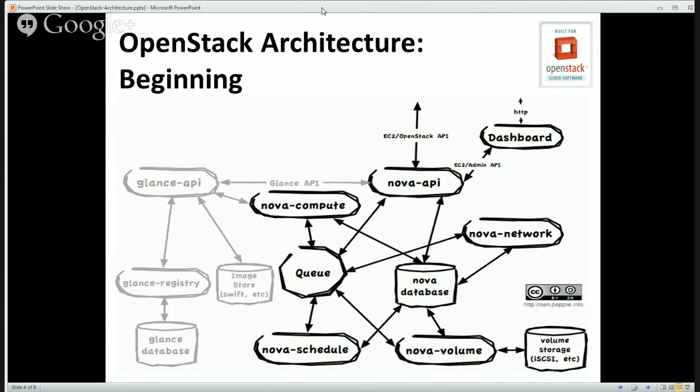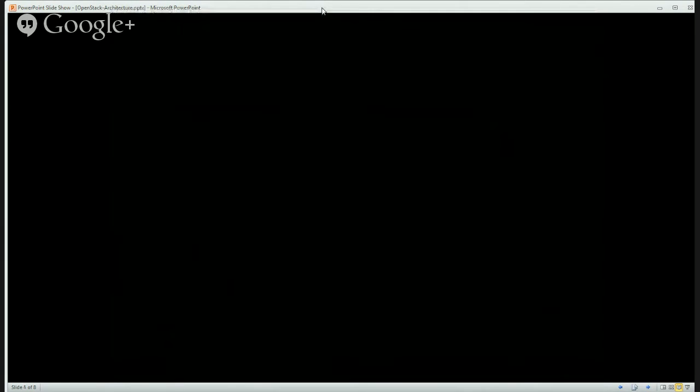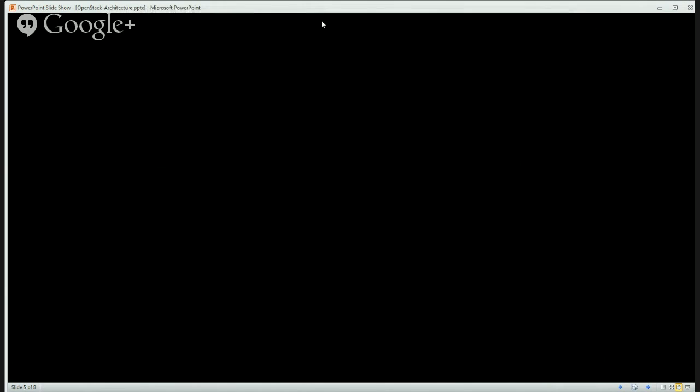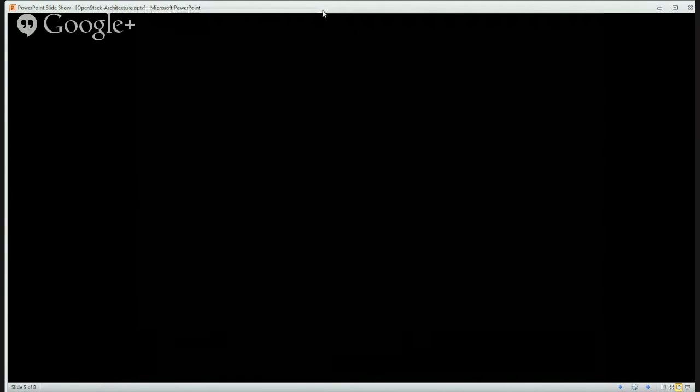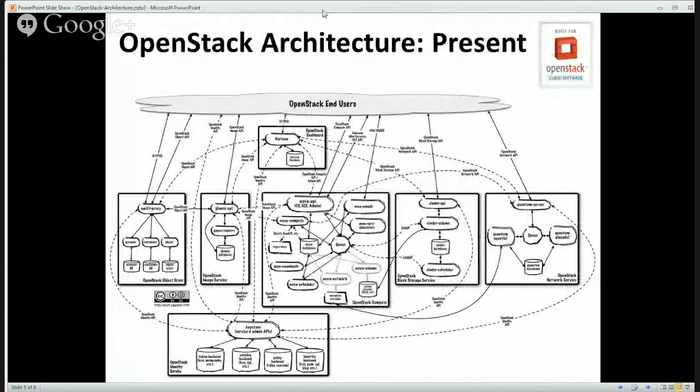But as OpenStack got popularity, over a period of a couple of years, if you look, the project is pretty massive now. Don't be worried about the graphical image. Later on during this presentation, we will be talking about each of these components in greater detail.